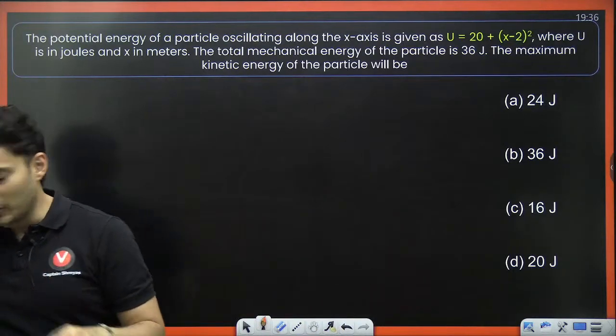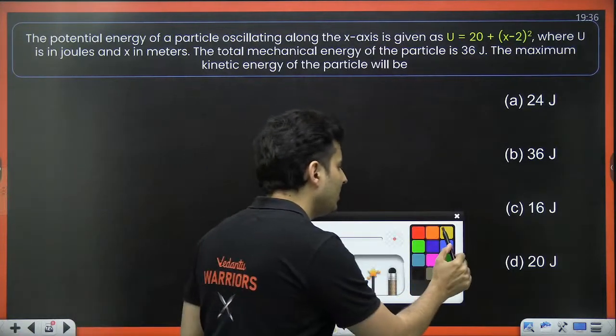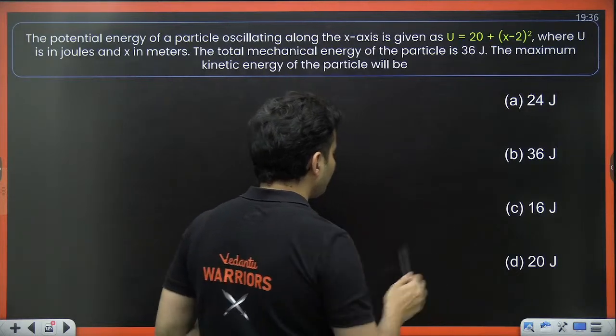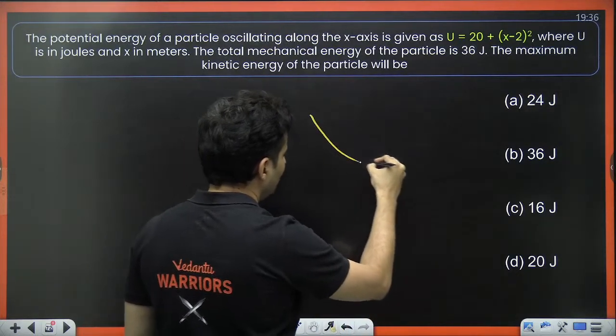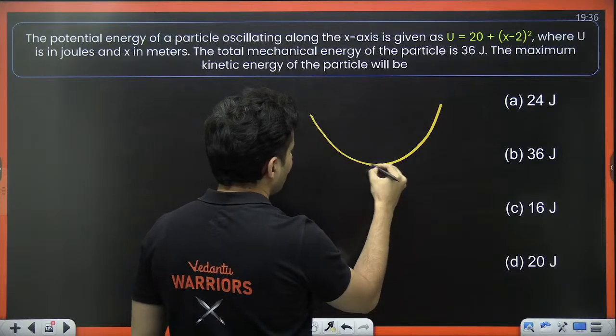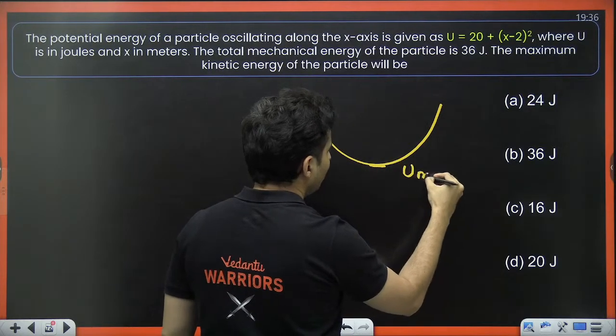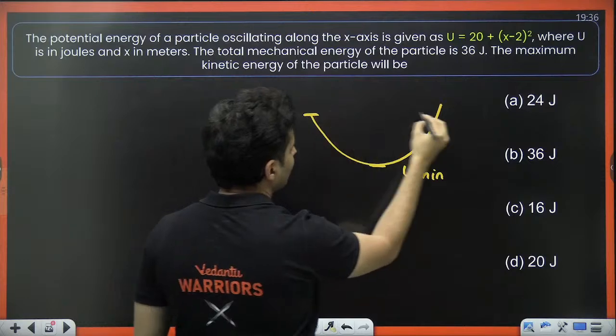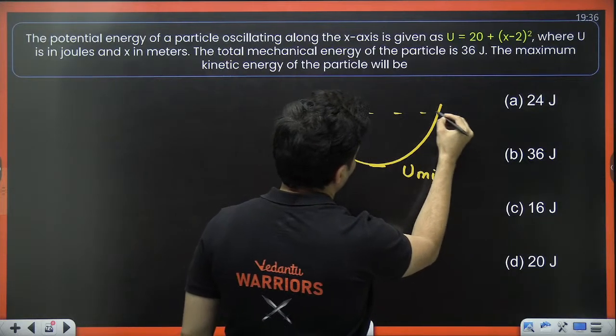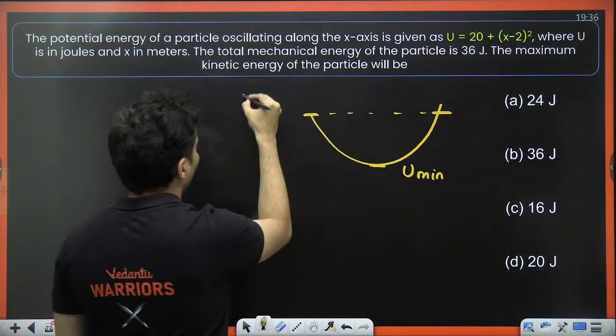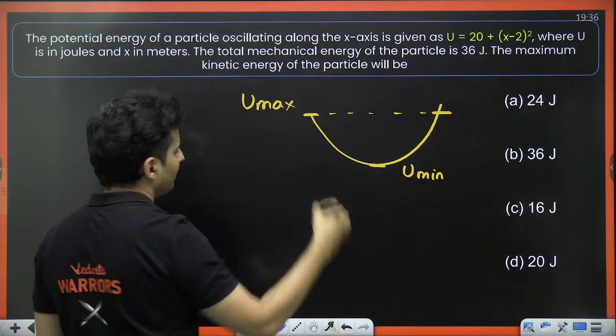Agree with this? Okay. So what I will do, observe now. I know potential energy will be minimum and then maximum. So this will be U minimum. I know at the extreme points, the potential energy will be maximum.